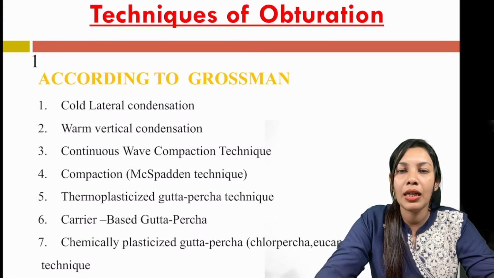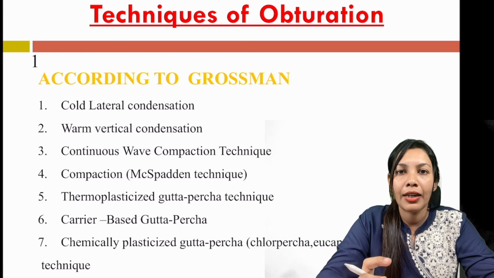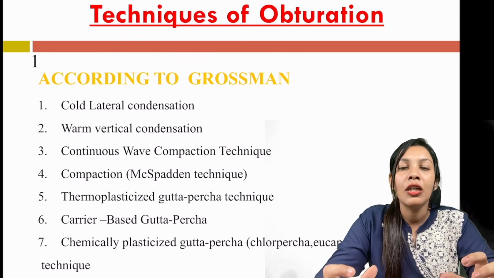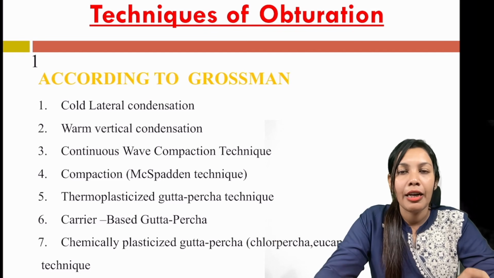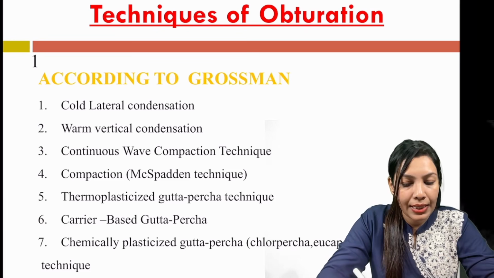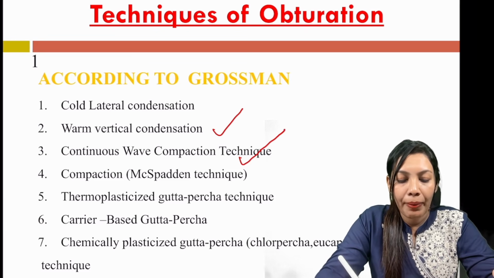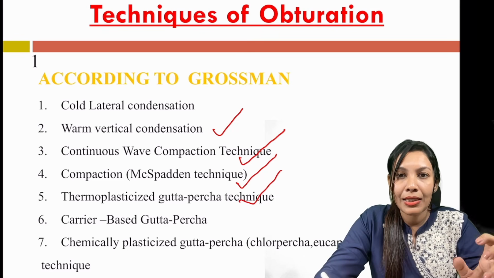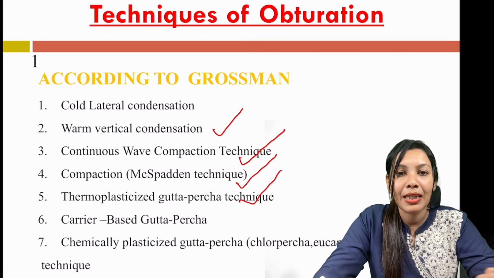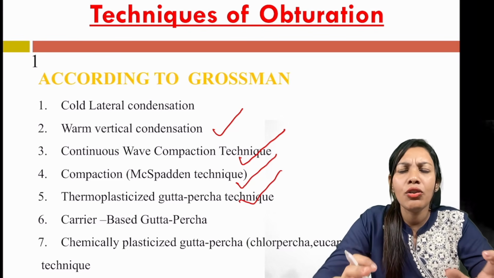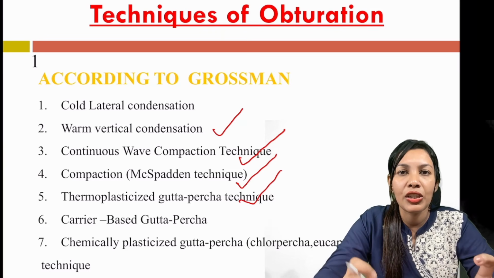So that was all about the normal materials that are commonly used for obturation. MTA we will be dealing with later. So talking about the obturation techniques. First of all, Grossman gave some of the obturation techniques like cold lateral condensation, warm vertical condensation, continuous wave compaction technique, McSpadden's technique, thermoplasticized gutta percha technique, carrier-based gutta percha technique, and chemically plasticized gutta percha. So you need to know the difference between the different obturation techniques.